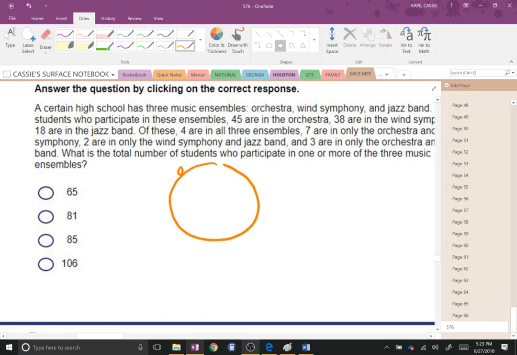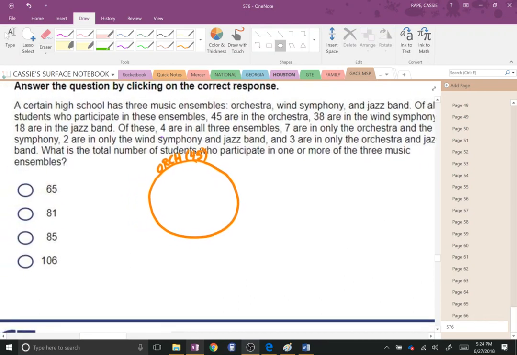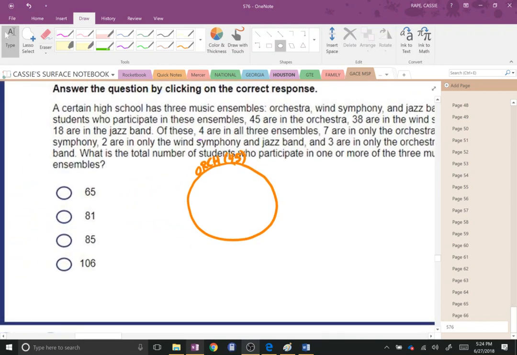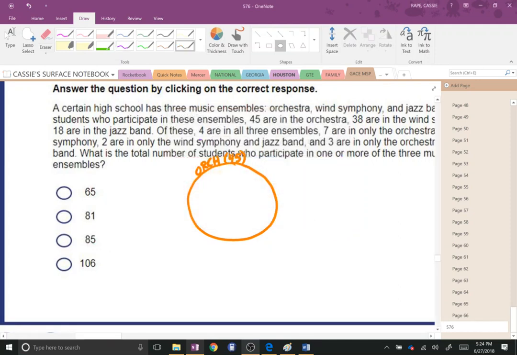I'm going to do orange for orchestra, and it says there 45. I'm not going to put that in there yet. I'm going to put it on the outside because that's the total. It says that 38 are in wind. Let's do a misty gray for wind.